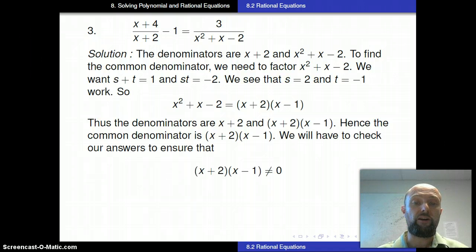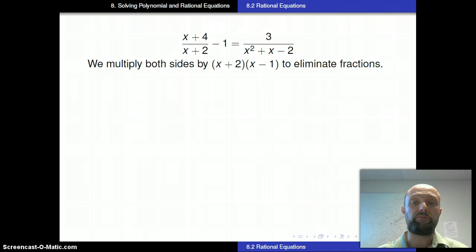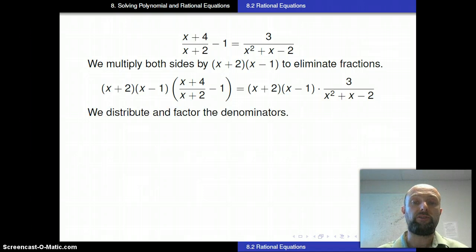We will have to check our answers to ensure that (x + 2)(x - 1) is not 0. So here's the equation. We multiply both sides by (x + 2)(x - 1) to eliminate fractions. We distribute and factor our denominators.